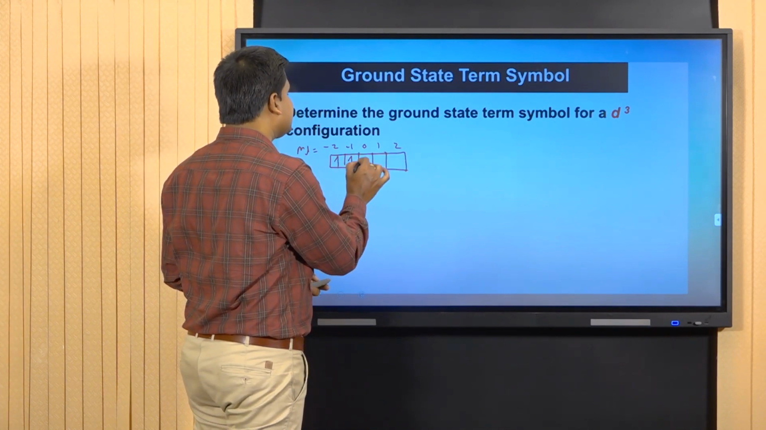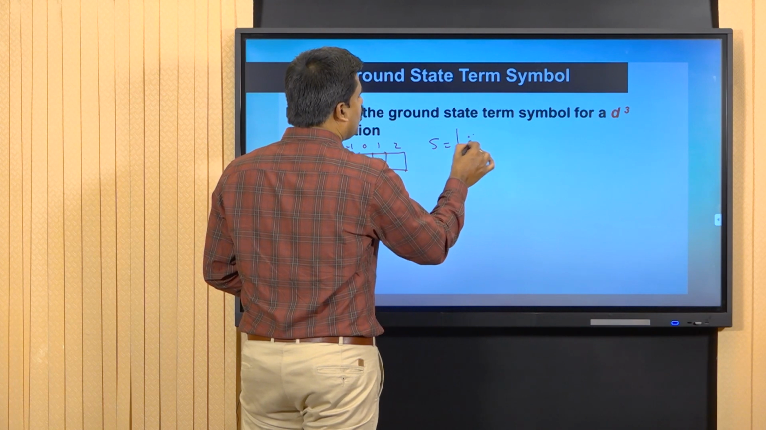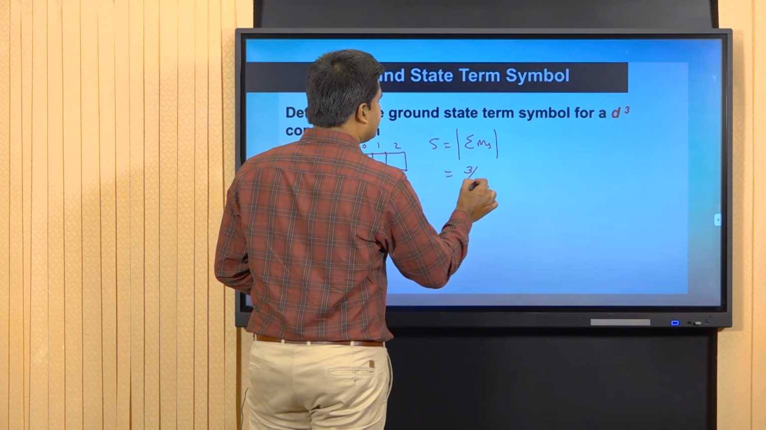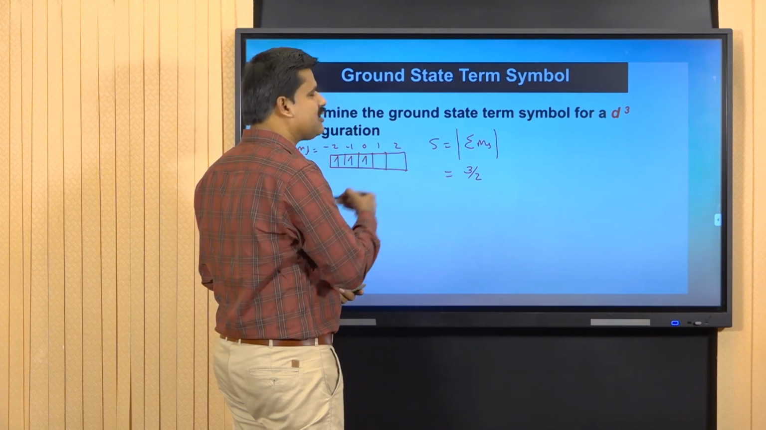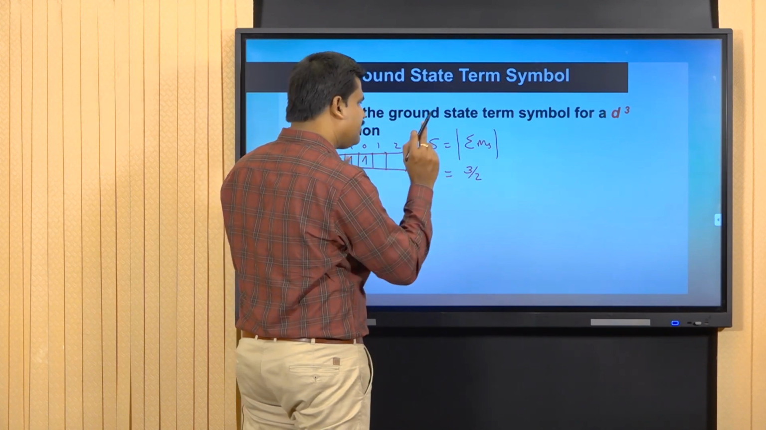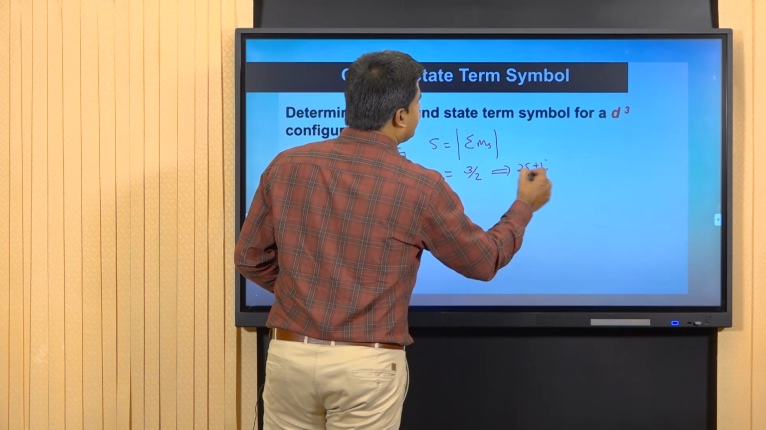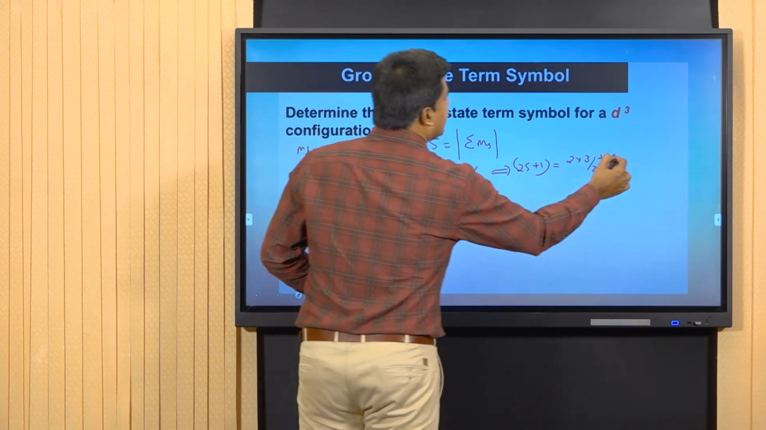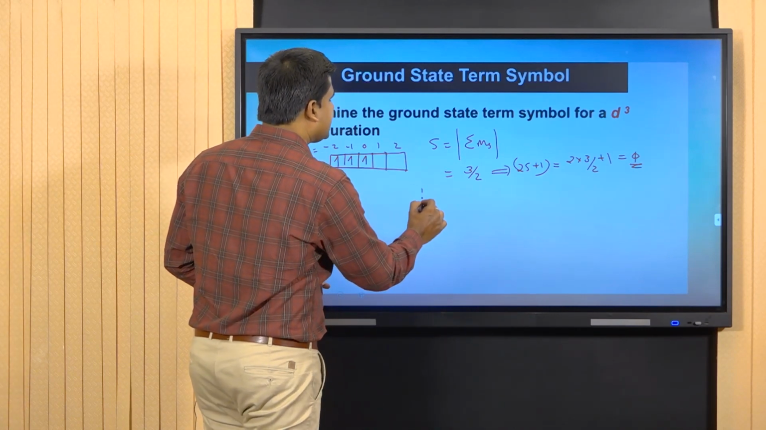One electron is here, another one is here, another electron is also here. Therefore, S value is equal to modulus of sigma ms, that is equal to half plus half plus half, that is equal to 3 by 2. S is equal to 3 by 2. It may be clockwise or anti-clockwise. All may be in clockwise arrangement or all may be in anti-clockwise arrangement. If I am taking the modulus, then the value of S will be equal to 3 by 2. Which implies 2S plus 1 will be what? 2 into 3 by 2 plus 1, 2 vanishes, that is equal to 4. This is about the multiplicity.